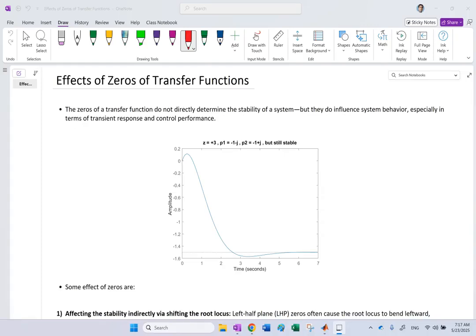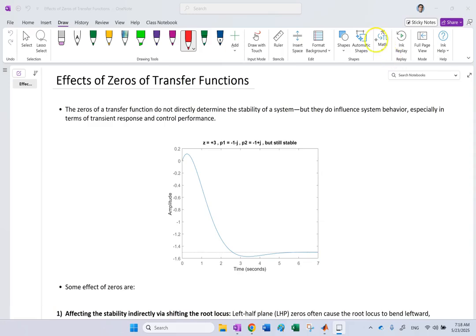Hello everyone. In this video, we are going to talk about the effect of zeros of a transfer function. If you watched my videos on controls, here and there I talked about the effect of zeros when I talked about the root locus and the frequency response, or maybe PID control. But this question came up in my controls course, when I was talking about the characteristic equation and that poles of the system will determine the stability of it, right? Whether they are on the left side, right side, or on the imaginary axis.